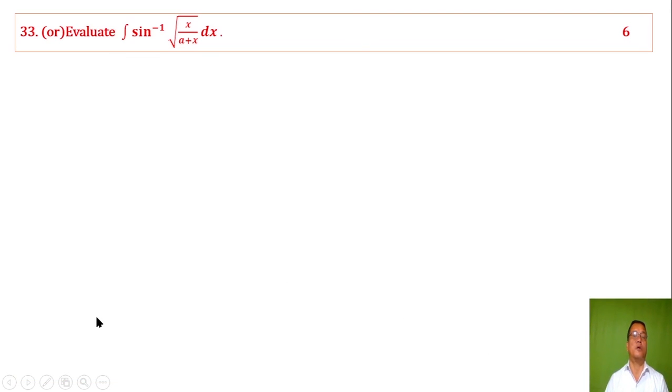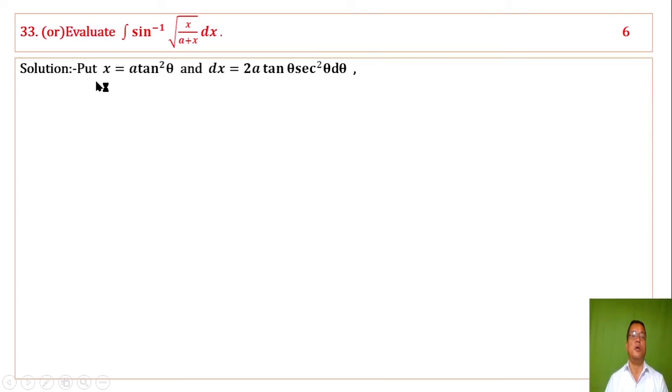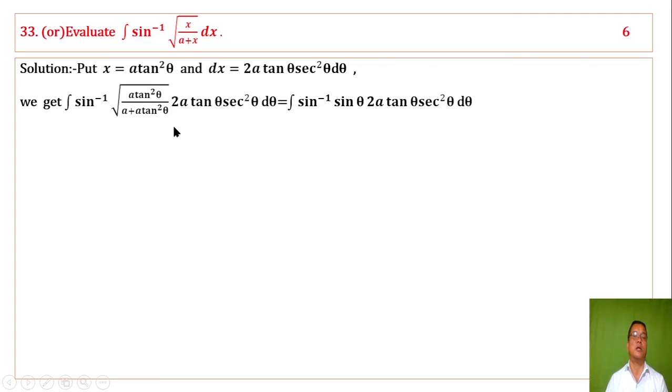34 or 33. Or evaluate the integral of this. Put x equal to a tan square theta and its derivative with respect to x gives dx equal to twice a tan theta into sec square theta d theta. Given definite integral becomes this, and evaluating these values, we have this.